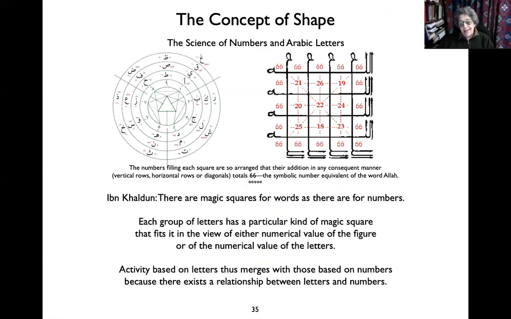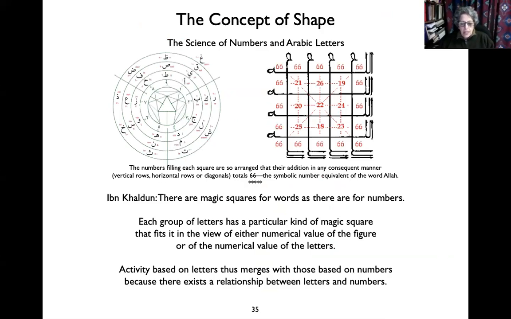I'm just fascinated by how you can use numbers to reach, you know, this is called the magic square. So how you can put numbers, and Al-Buni also puts letters in the magic squares, and then you have certain words that, when you go back to the numbers, have a particular significance. Ibn Khaldun said that there are magic squares for words as there are for numbers. Each group of letters has a particular kind of magic square that fits in view of either the numerical values of the figure or the numerical value of the letters. Activity based on letters thus merges with those based on numbers because there exists a relationship between letters and numbers.